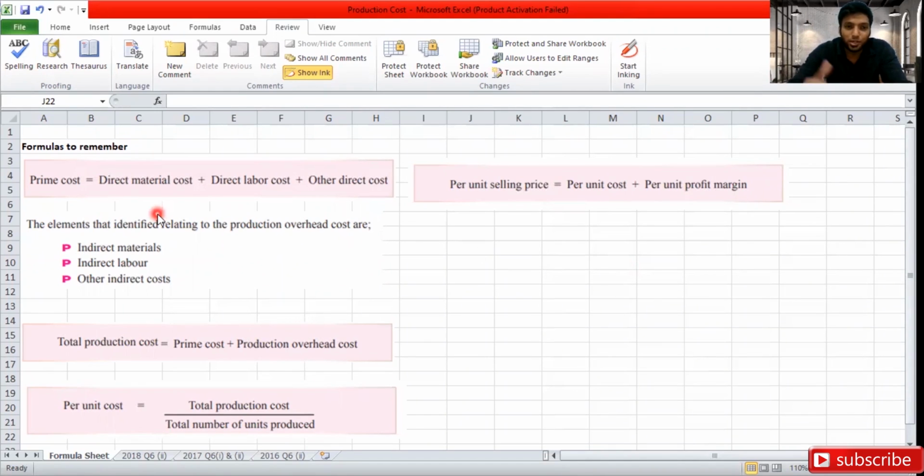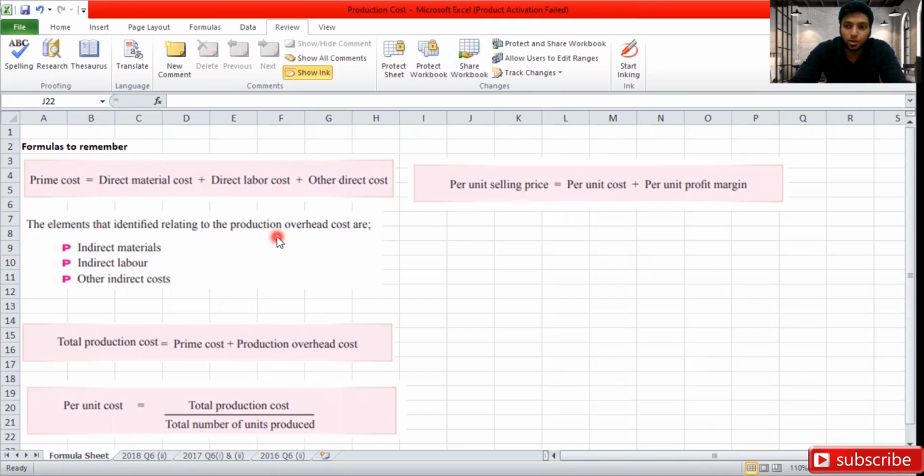You have prime cost, you have direct material cost, direct labor cost, and other direct cost. If you add all three together, you will get prime cost. When it comes to indirect cost, we can also call it production overhead. Production overhead is made up of three components: indirect material, indirect labor, and other indirect costs. So you might ask, what is direct material, what is direct labor, what is other direct cost? I'll give you a small understanding about these terms.